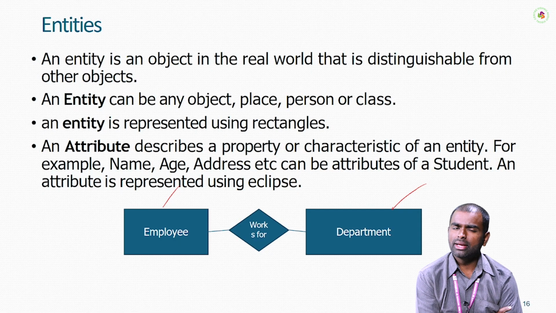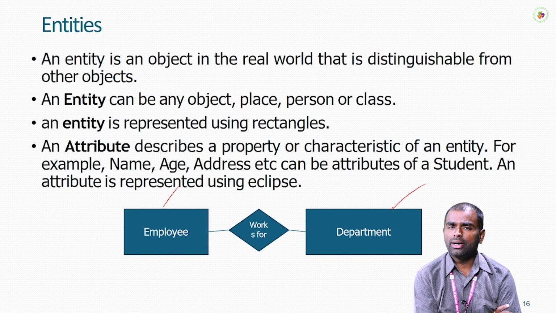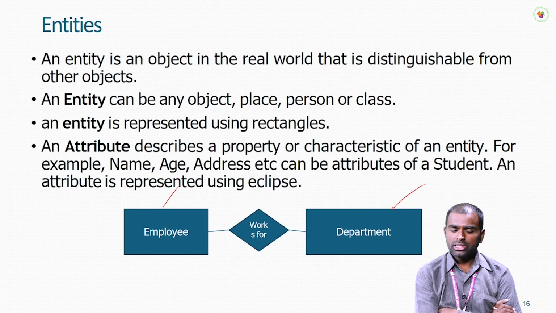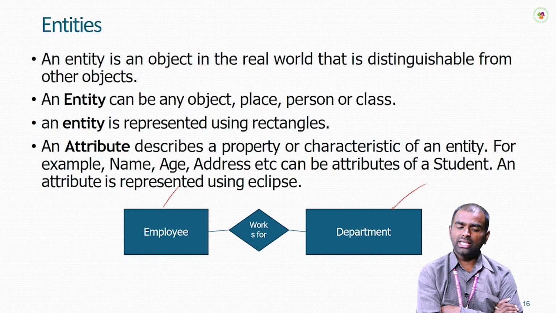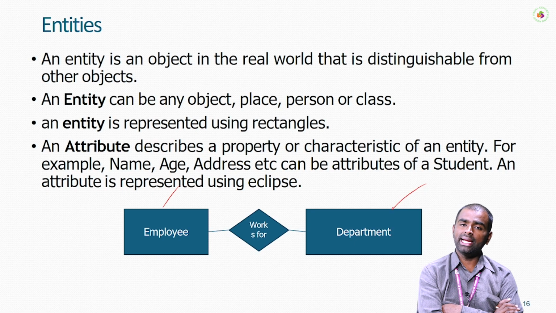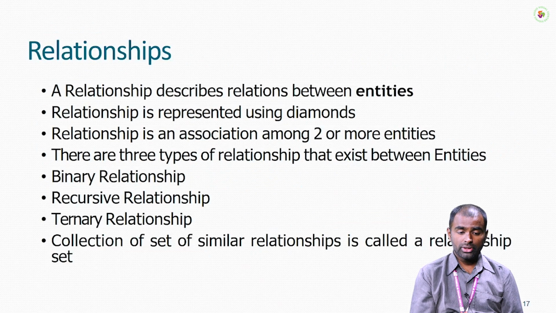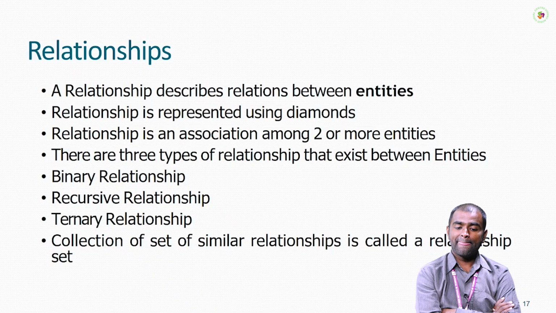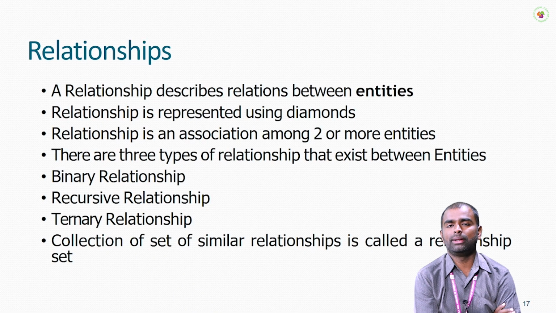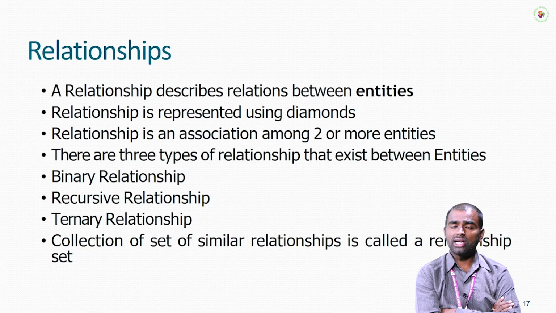Previously I worked for the CSE department in this college. So Ganesh Naidu works for the CSE department. This is also one relationship, an entity to entity relationship. Like that, we have several entities and they are linked and connected using relationships. Relationships describe relations between entities: links, connections, how those two are connected to each other. A relationship is represented using the diamond symbol. These symbols I will show you. A relationship is an association among two or more entities.